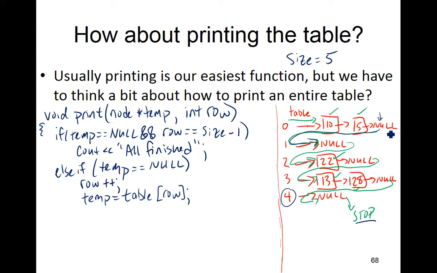So if I want to move, let's say that row was 0, and temp is here. If row is 0, this makes row equal to 1. And now the new value of temp is table[1], which is this first arrow. So now when I come back up to the top, I'll say, okay, now what?